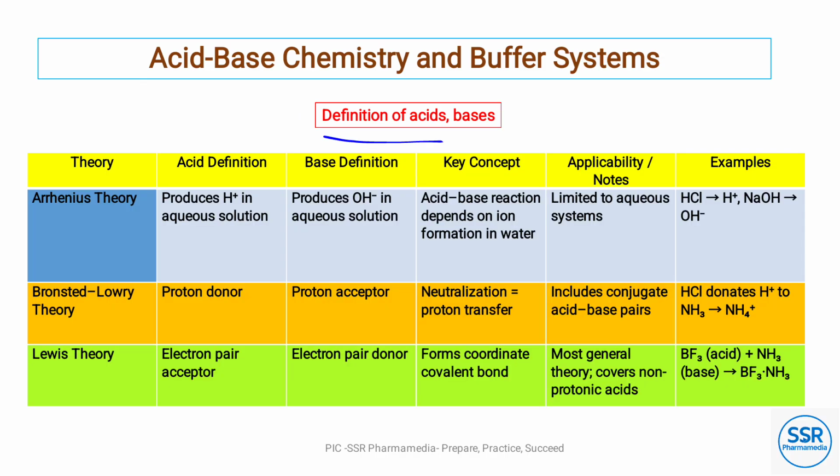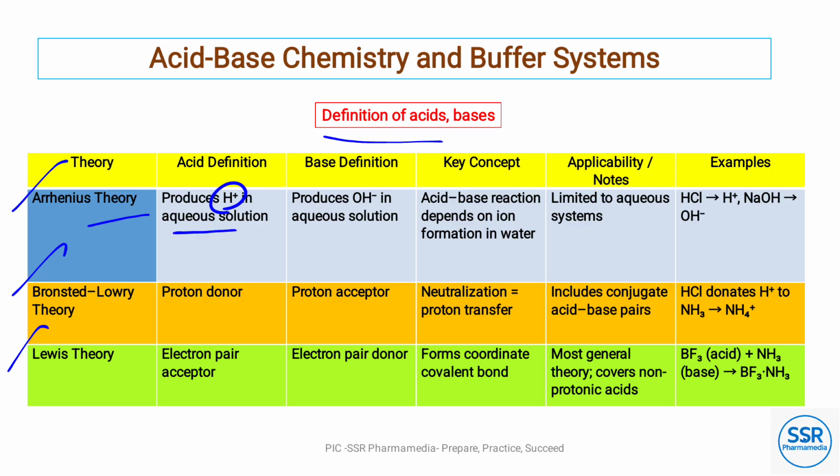So first, what are acids and bases? The definition of acids and bases. We have already discussed acids and bases. There are 3 scientists who have given their own definitions for acids and bases. According to the Arrhenius theory, an acid is one which produces or donates hydrogen ion in aqueous solution.